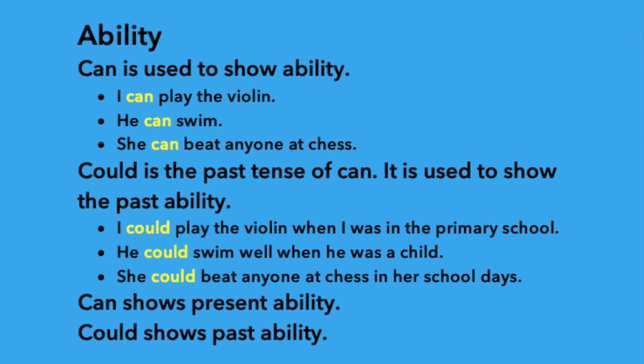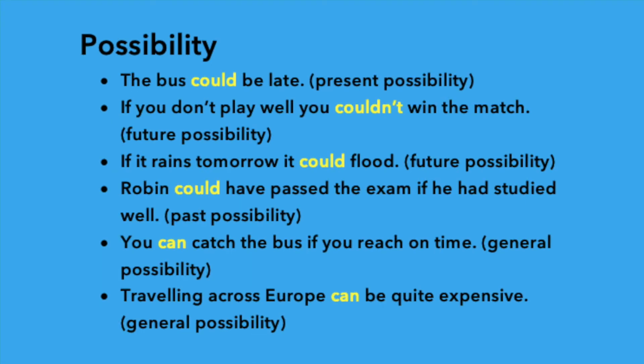So in these sentences, can shows present ability and could shows past ability. This is the first difference between the two verbs can and could. The second difference is when we talk about possibility. To talk about possibility, we normally use could, not can. Suppose you and your family are waiting for a bus. It's the time for the bus, but you can't see it, so you might say the bus could be late. So you are making a guess about the current situation.